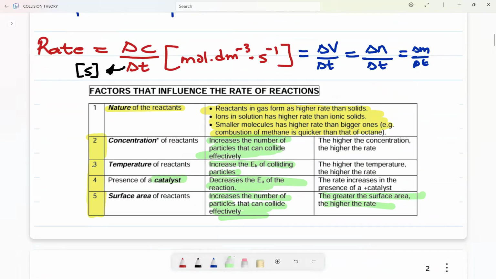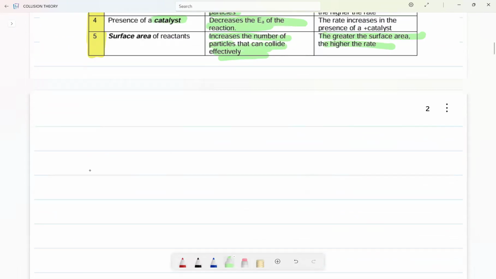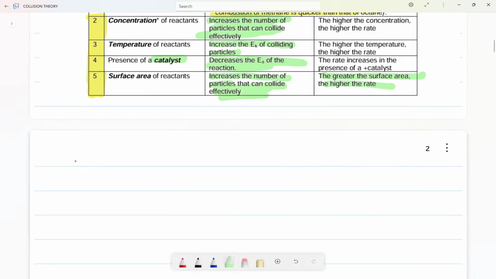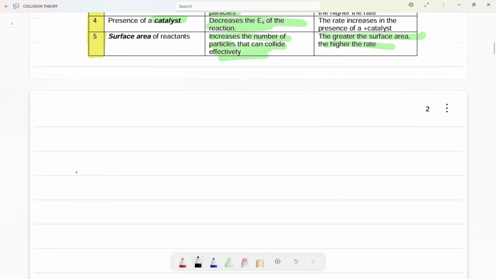Okay. Now, sometimes you ask yourself, if they talk about concentration, how am I going to know if they're talking about concentration? How am I going to know if they're talking about surface area? How am I going to know if they're talking about the temperature? So one thing I want you to take note of is that the concentration occurs in a solution.